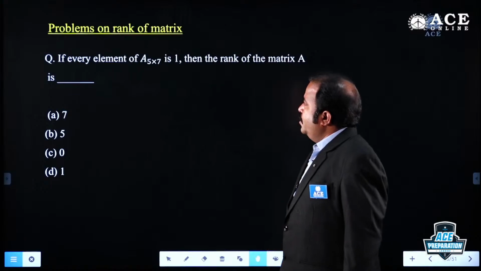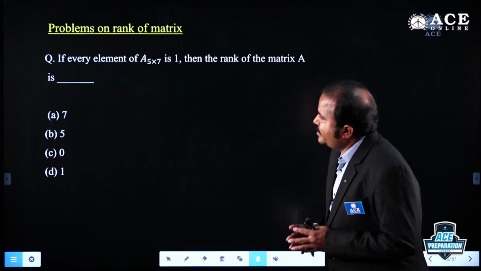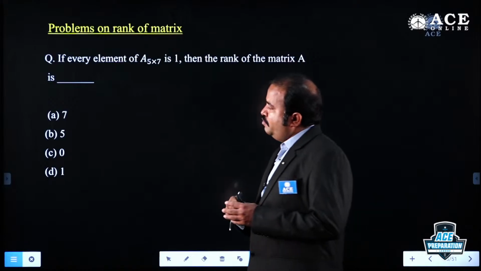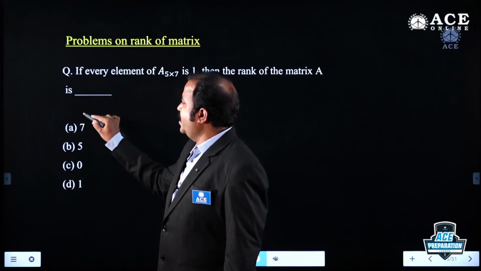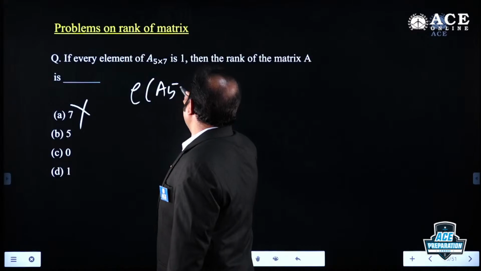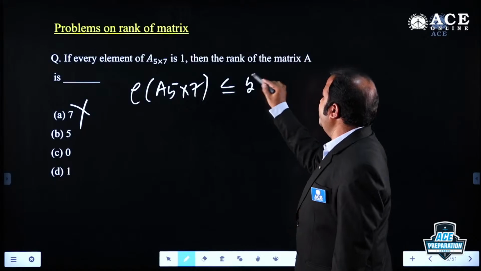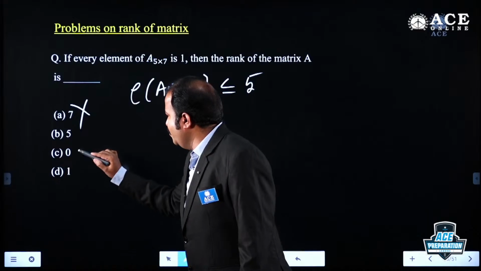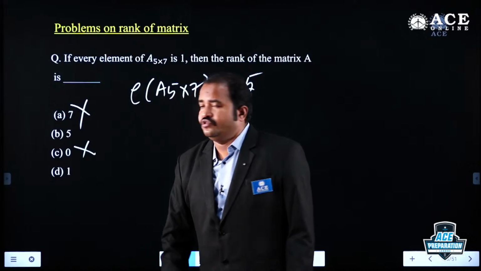Let us see the next question. If every element of a 5 by 7 matrix A is 1, then what is the rank of the matrix A? Option A, 7, is not the correct answer, because the rank of a 5 by 7 matrix is less than or equal to the minimum of m comma n. The minimum of 5 comma 7 is 5 only. So rank is either 5 or less than 5, and the rank of a non-zero matrix never equals 0.